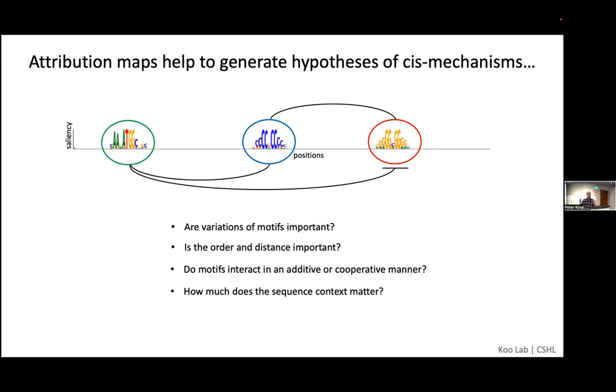Are the variations of the motifs important from sequence to sequence? Is the order or distance between each of these motifs important? Do the motifs interact in an additive or cooperative manner? And how much does the sequence context matter? And in the end, if you stare at these attribution maps long enough, you just start wondering, am I just overinterpreting all of these things?